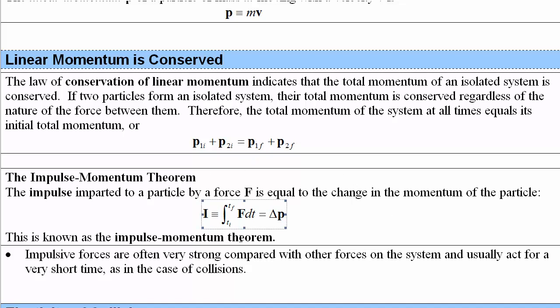The impulse-momentum theorem says that the impulse is equal to the time integral of the force, and that the impulse is also equal to the change in momentum. So if a force acts on a system over a really short time scale, and you don't know exactly what the force is, you could use this equation to calculate what the average force must have been if you know the interaction time.